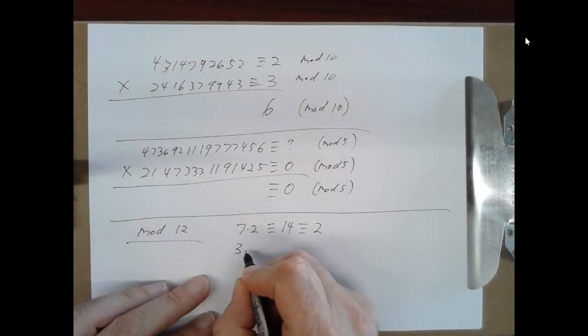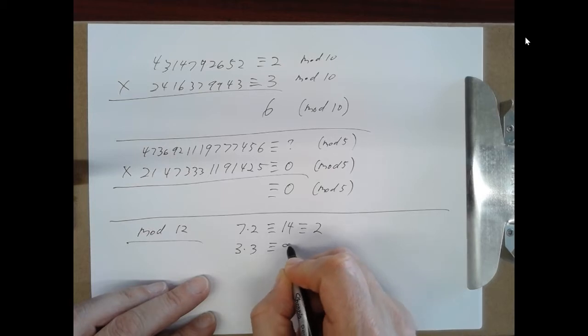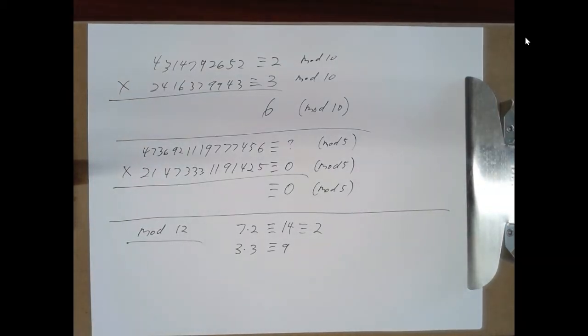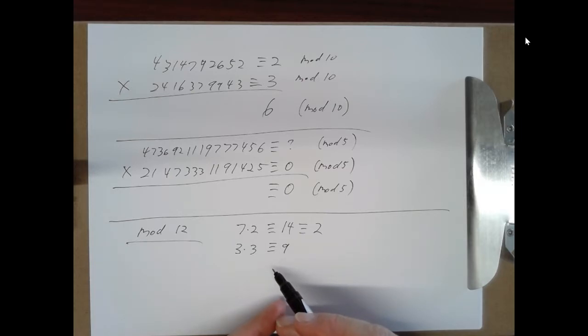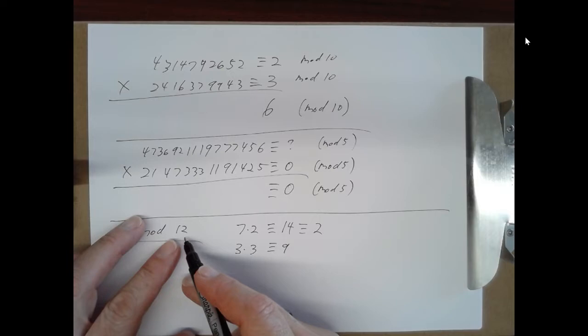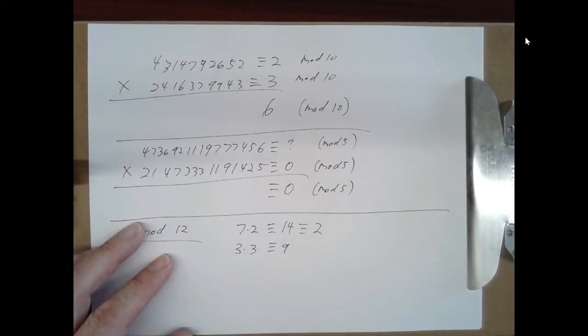All right, if we do 3 times 3, that's congruent to 9. It's also congruent to other things, right? It's also technically congruent to minus 3. It's 3 less than a multiple of 12. But usually we want something between 0 and 11 if we're working mod 12.